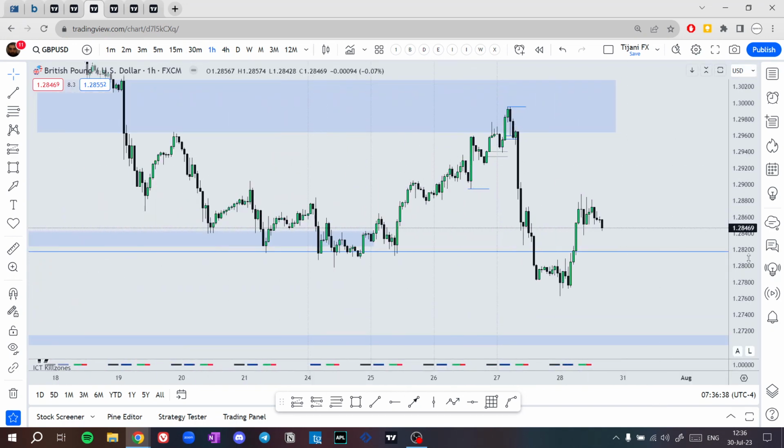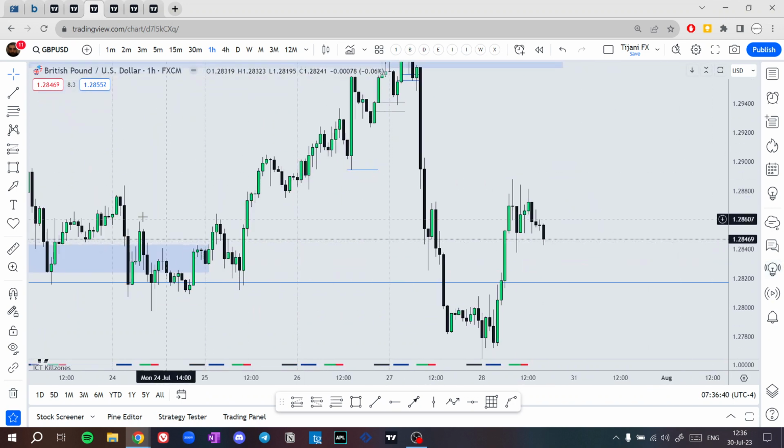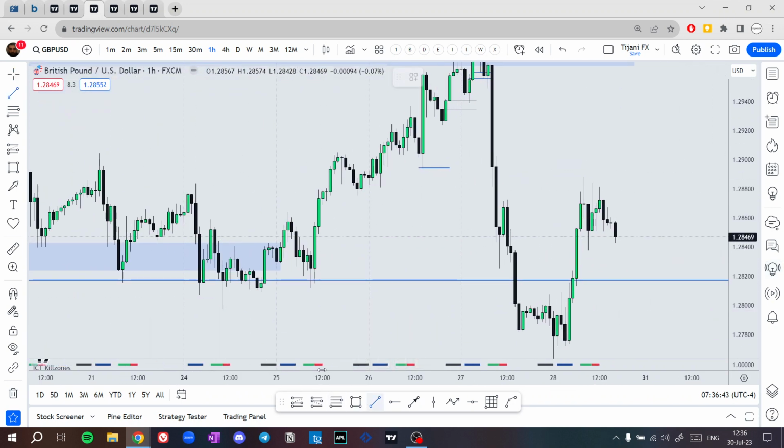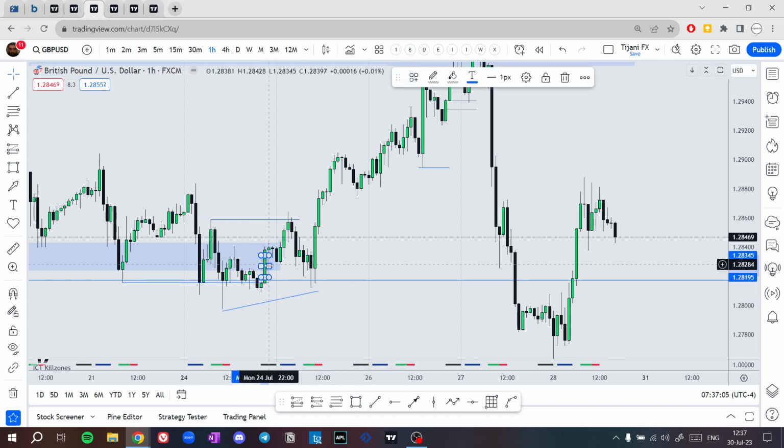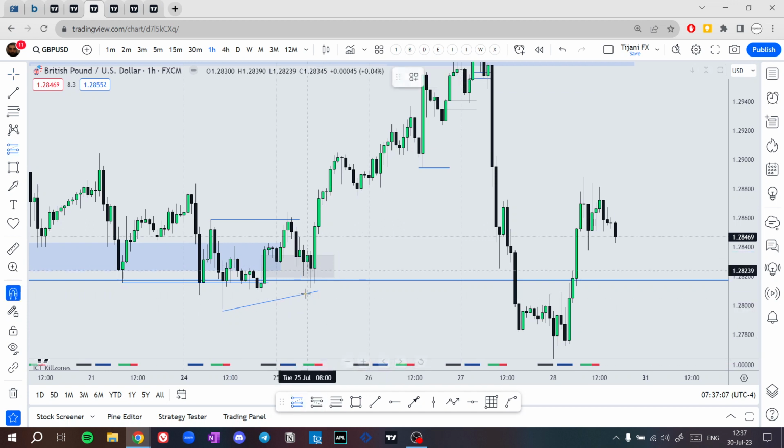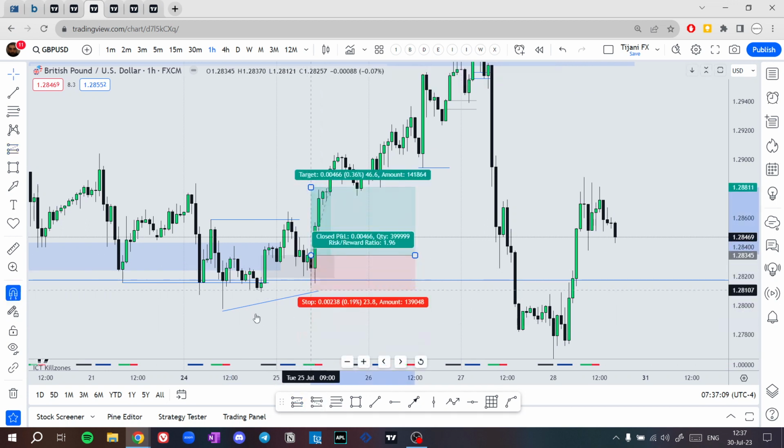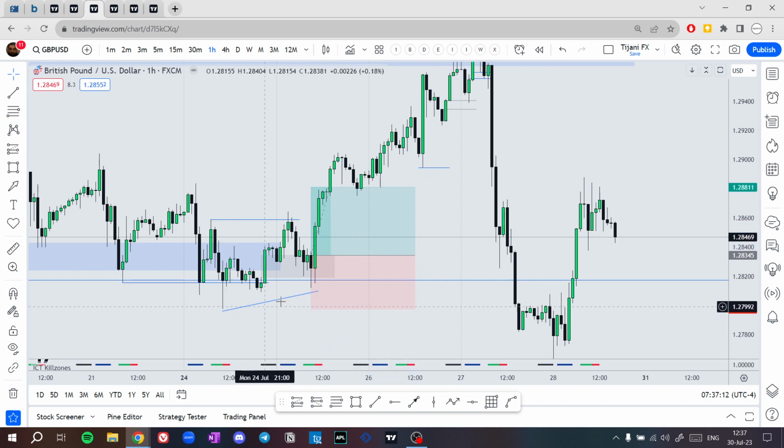On 1 hour time frame, what do we see? We see that Monday price has dropped lower, and we have an SMT between Monday and Tuesday between GU and the dollar, breaking market structure here above this high. You see price has broken market structure here, and we have this fair value gap here. You can enter here, you can find your entry here with stop loss below this low, and we have this SMT.